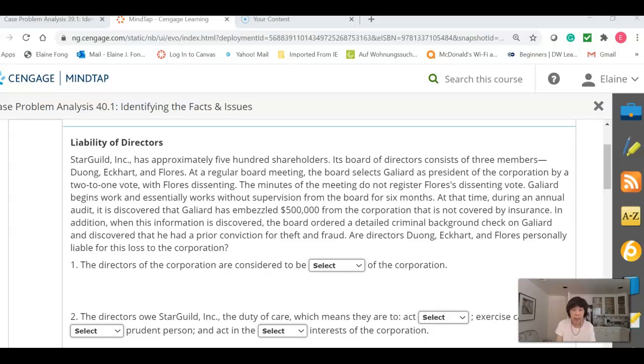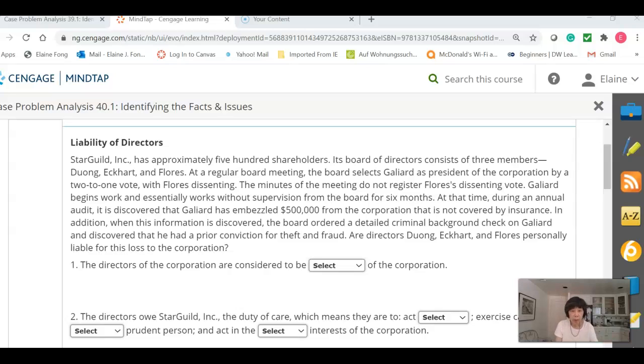Galliard begins work and essentially works without supervision from the board for 6 months. At that time, during an annual audit, it is discovered that Galliard has embezzled $500,000 from the corporation that is not covered by insurance. In addition, when this information is discovered, the board ordered a detailed criminal background check on Galliard and discovered that he had a prior conviction for theft and fraud. Are directors Duong, Eckert, and Flores personally liable for this loss to the corporation?